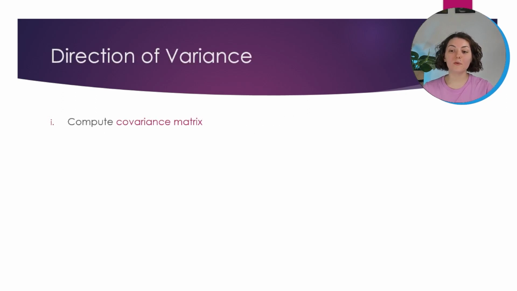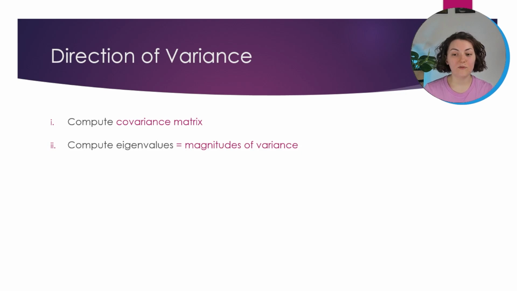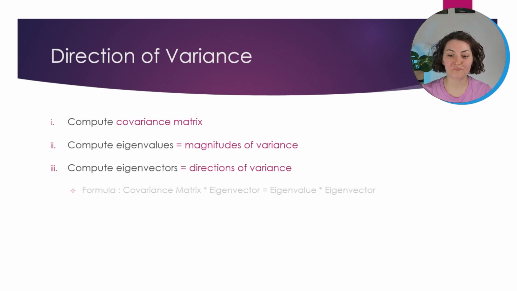First, we need to compute the covariance matrix of the data. Then we will decompose this matrix into the eigenvalues, referring to the magnitudes of variance in different directions, and the eigenvectors showing those directions. Here is the eigendecomposition formula that we will benefit from. The formula says when a covariance matrix is multiplied by an eigenvector, it stretches the eigenvector by a factor equal to the eigenvalue. Solving this equation, we can obtain the eigenvectors and eigenvalues, hence the directions and magnitudes of variations.